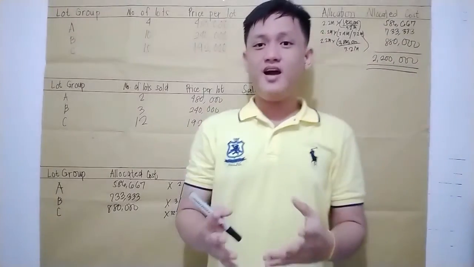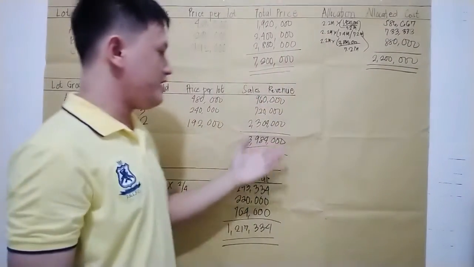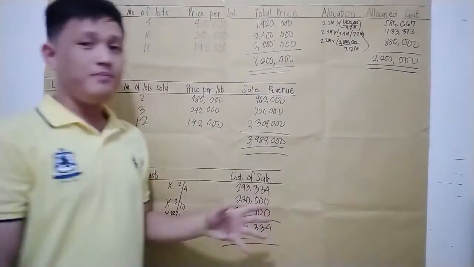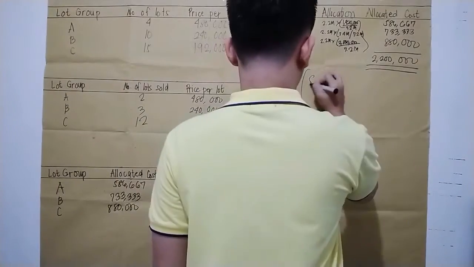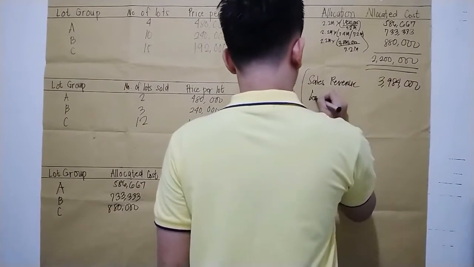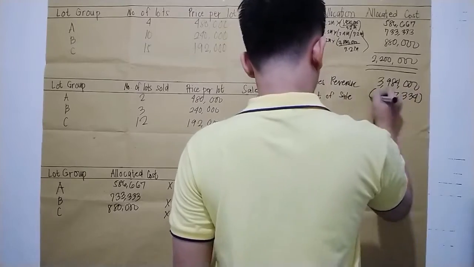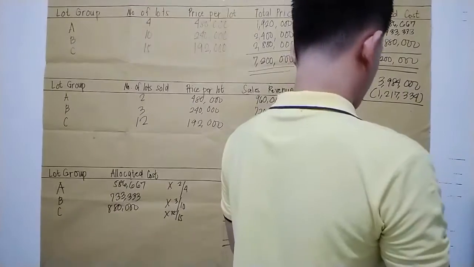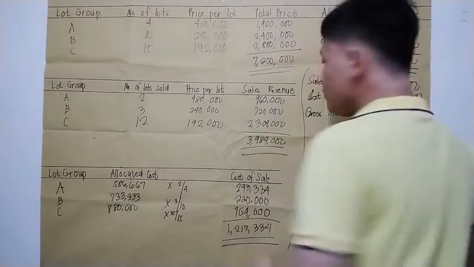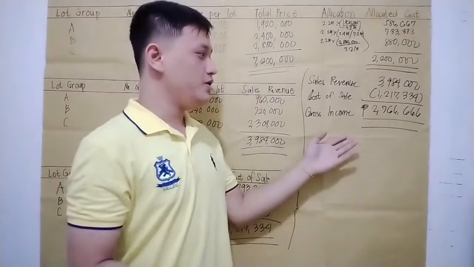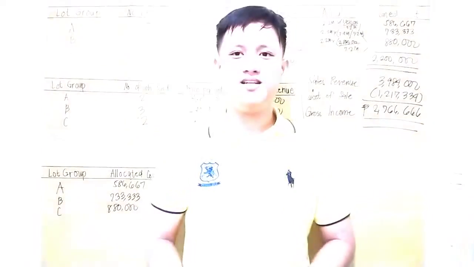And now, since we have the sales revenue and cost of sale, we can now get the gross income. Simply subtract these both. So our gross income is 2,766,666. So the answer for number 7 is letter A.